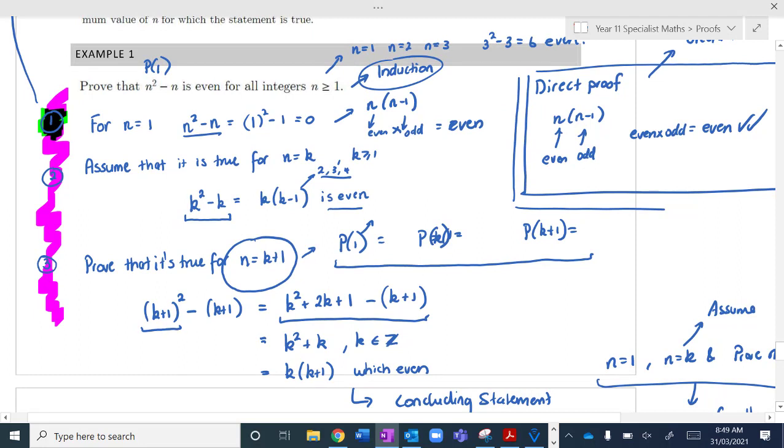All right, so for n equals 1, let's substitute that. Clearly that is 0.